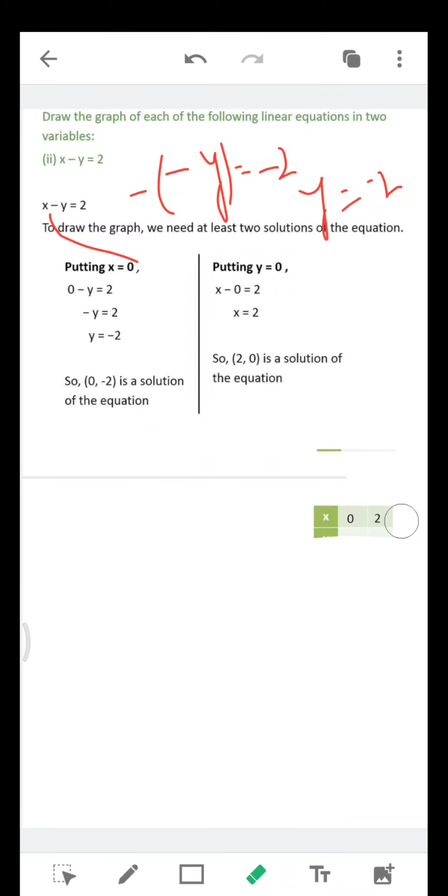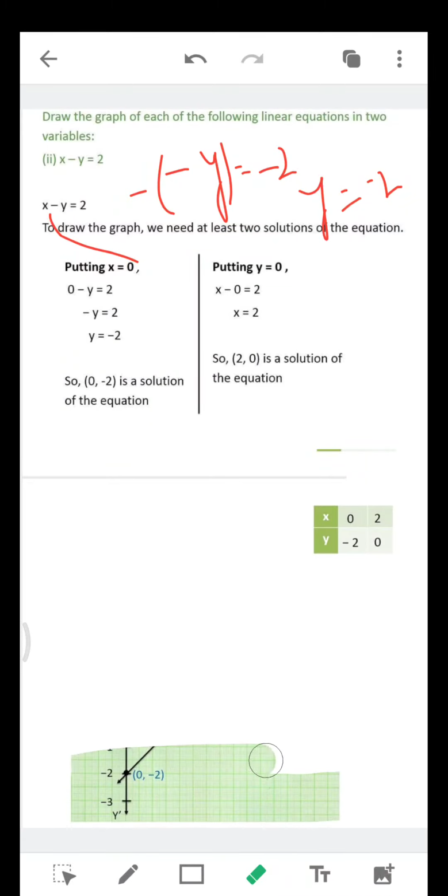I'll plot both of these on the graph. I'll take it in the tabular form for our convenience. 0 comma minus 2 is the first solution. First comes the x coordinate, then comes the y coordinate, remember it. First write x, then you write y. And here what is x? X is 2 and y is 0. So 2 comma 0.